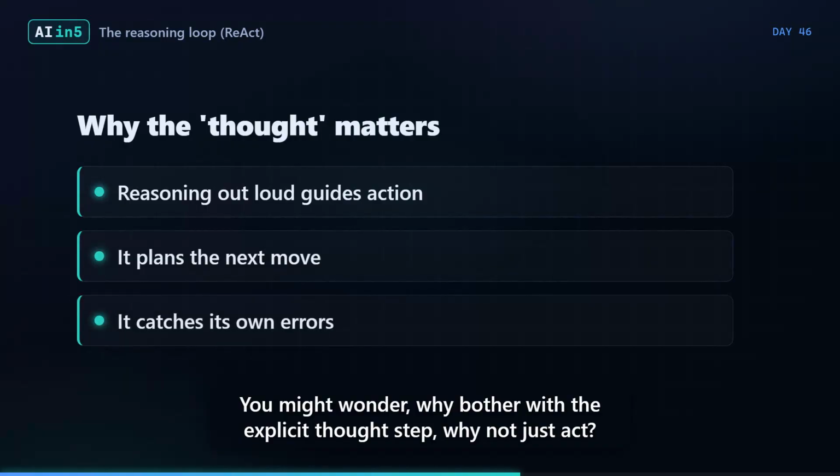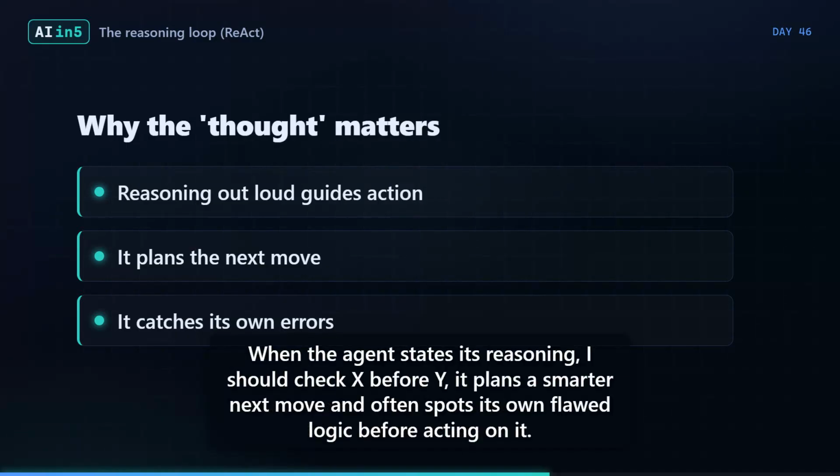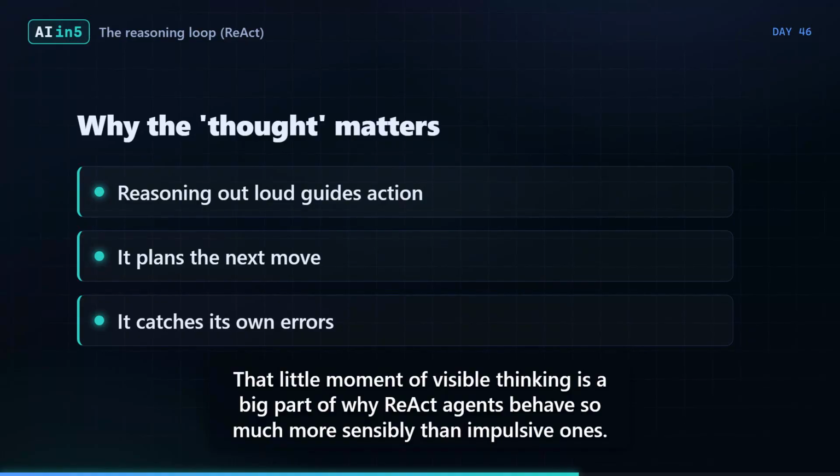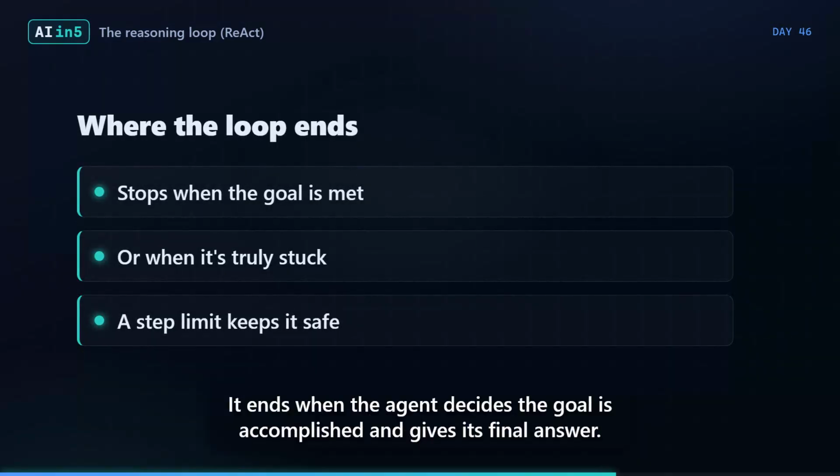You might wonder, why bother with the explicit thought step? Why not just act? Because reasoning out loud, even briefly, leads to much better actions. When the agent states its reasoning, I should check X before Y, it plans a smarter next move and often spots its own flawed logic before acting on it. That little moment of visible thinking is a big part of why REACT agents behave so much more sensibly than impulsive ones.